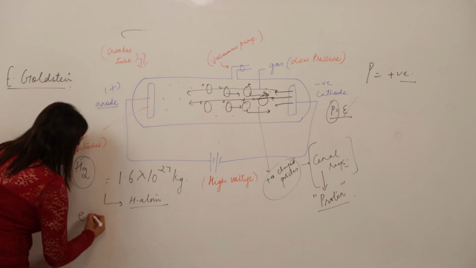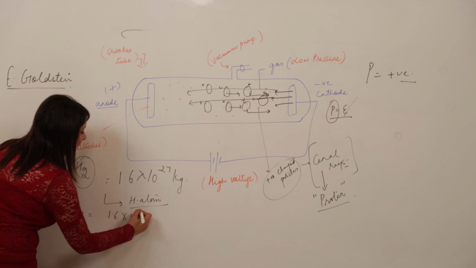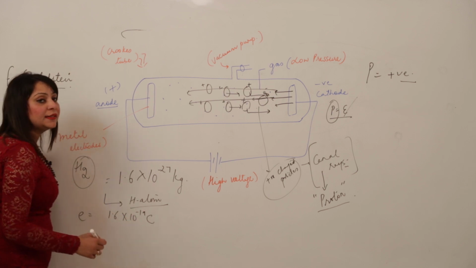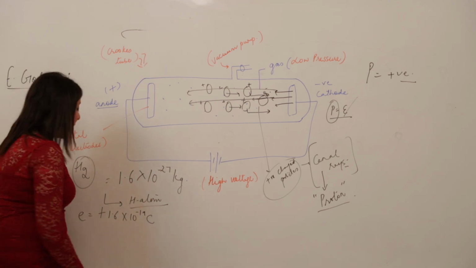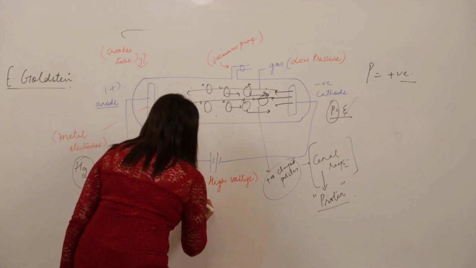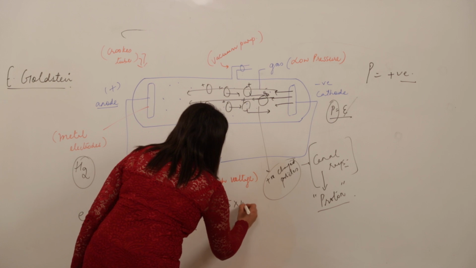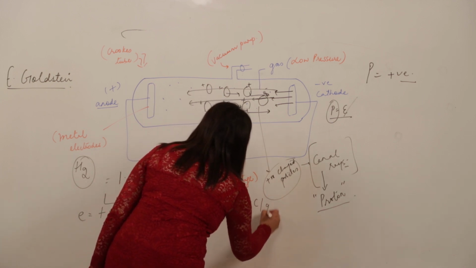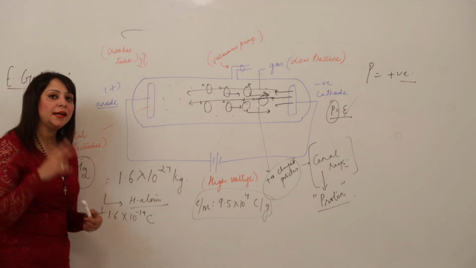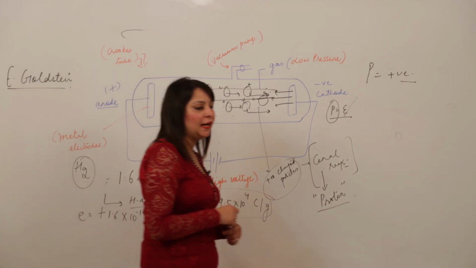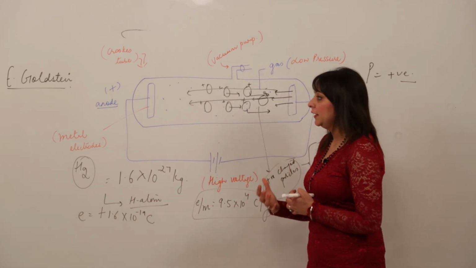And the charge is of the same magnitude as the electron has, that is 1.6 into 10 raised to power minus 19 coulomb. The difference lies in that the electron was negatively charged and the proton is positively charged. And the charge to mass ratio was also different, that is 9.5 into 10 raised to power 4 coulomb per gram. So these were the properties of the proton, the second subatomic particle, which was discovered by E. Goldstein. I hope you all have understood that properly.